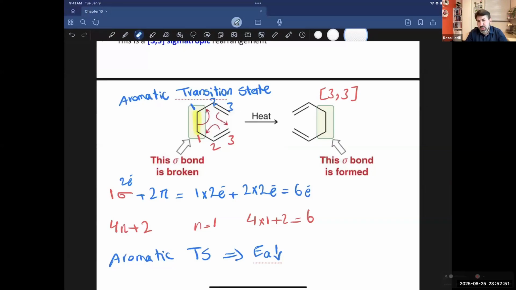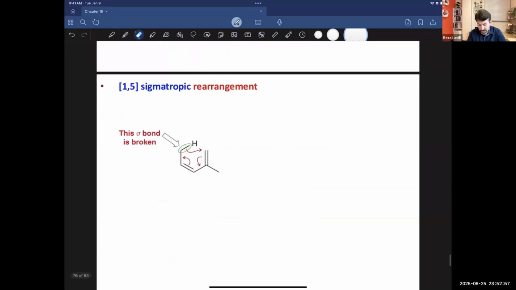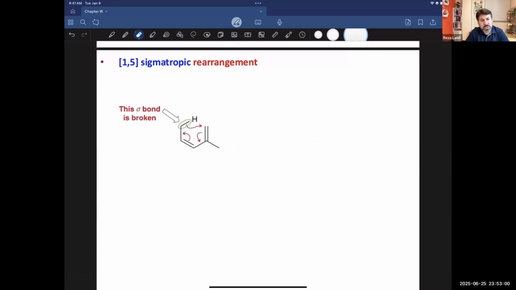Question: is it possible to have a rearrangement other than 3 and 3? Let's see how we can get other rearrangements. One is going to be the 1 and 5 sigmatropic rearrangement. Because it's a sigma rearrangement, we need to find a sigma bond, and the sigma bond is going to be this one between hydrogen and a carbon. So hydrogen will be number 1, and on the other side of the sigma bond, I have carbon, which is going to be number 1. And then I say 2, 3, 4, 5.